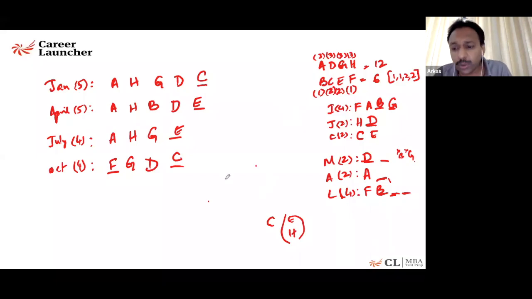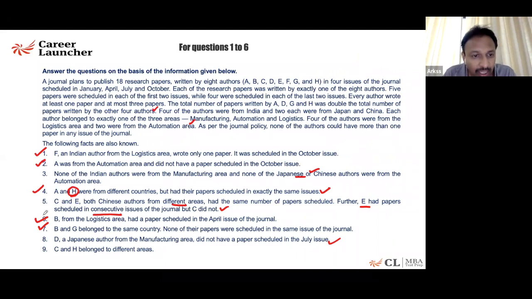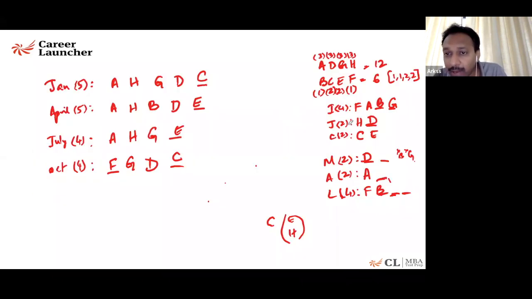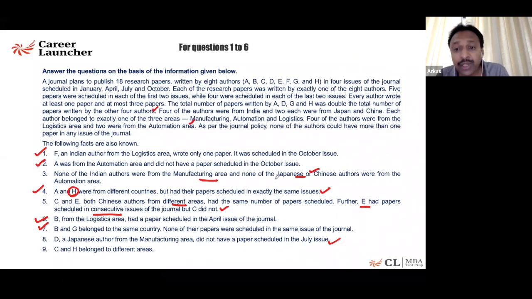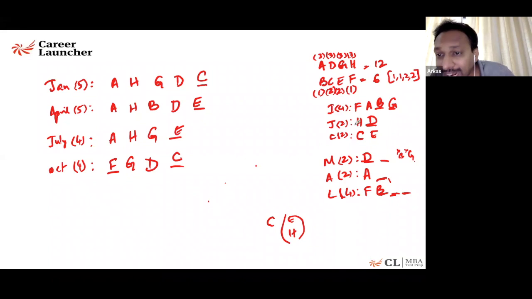So let's look at what is missing for us. Okay, 3 is not done. None of the Indian authors were from the manufacturing area, and none of the Japanese or Chinese authors were from the automation area. So H, D, C and E cannot be from automation.